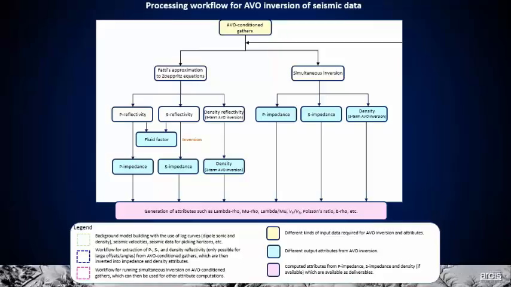Now we can also go through another workflow that we have been adopting as an alternative, and that is Fatti's approximation to the Zoeppritz equation. We make use of it and first extract the P and S reflectivities, and then we go through this inversion of the P and the S reflectivities to get these two outputs. I will come back to this if I have the time, and talk a little bit about the fluid factor and another attribute that we've been working on. And again, as I said, if we are fortunate, we can determine a density attribute as well.